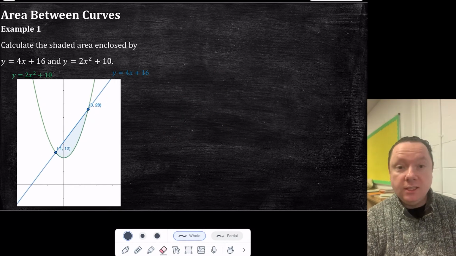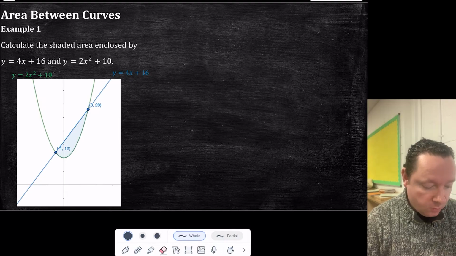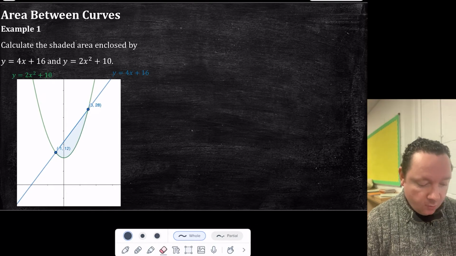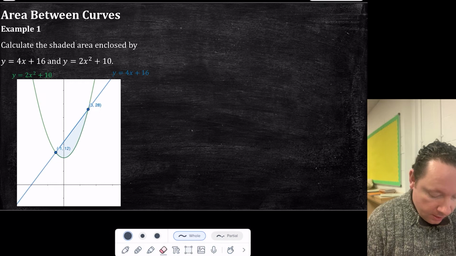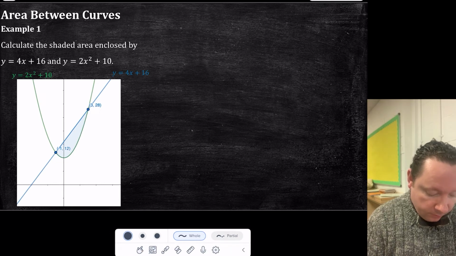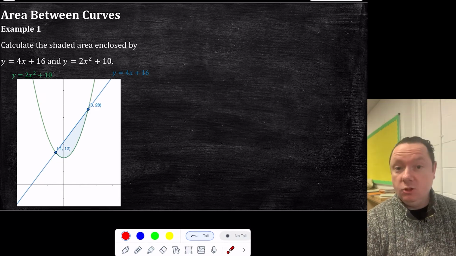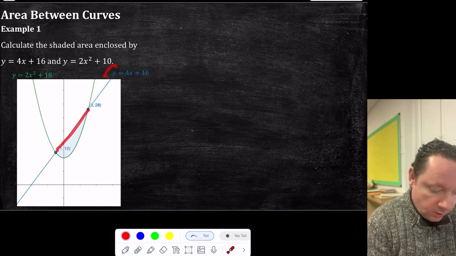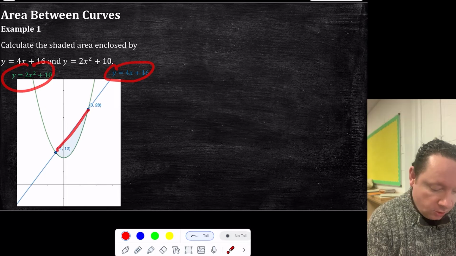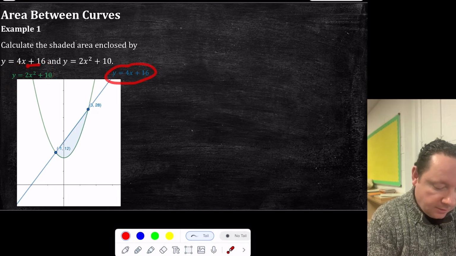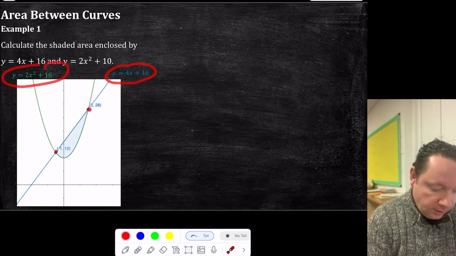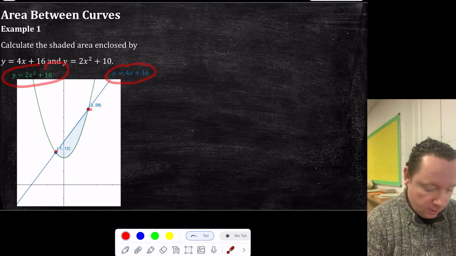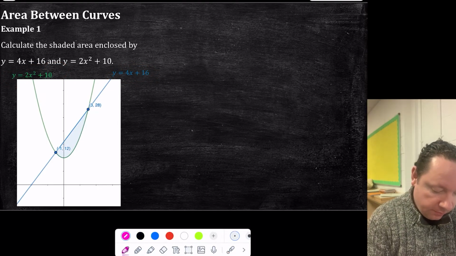Area between curves, example 1. Calculate the shaded area enclosed by y equals 4x plus 16 and y equals 2x squared plus 10. So we can see on here that we have got the 2 curves, or the curve and a straight line, I suppose, and between these 2 points, this one's above and this one's below. So I'll just do this one minus this one between these 2 points. So it's my x's that I'm interested in. So it's minus 1 and 3. So let's write that up.